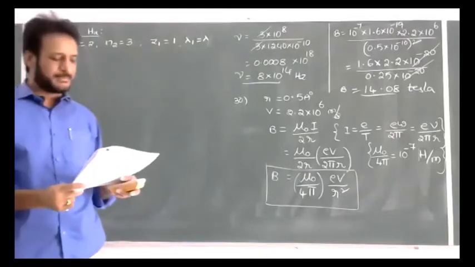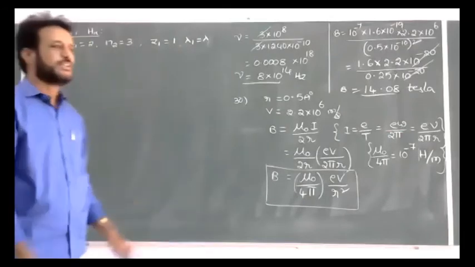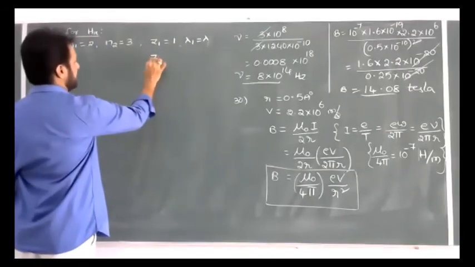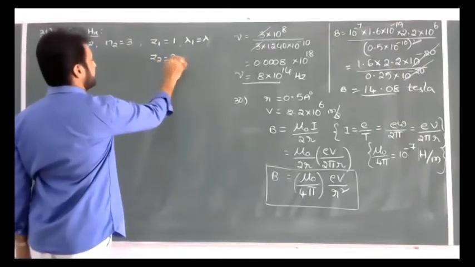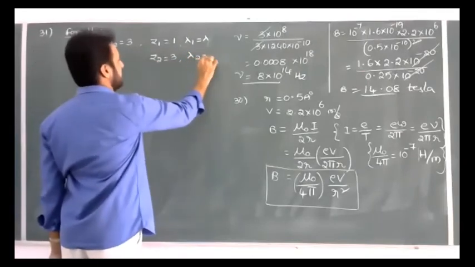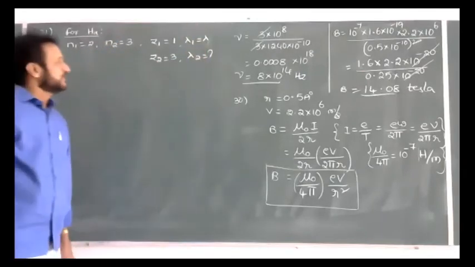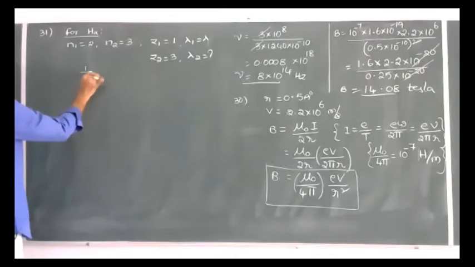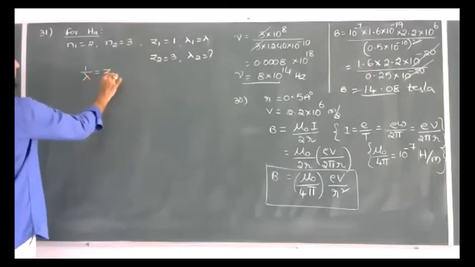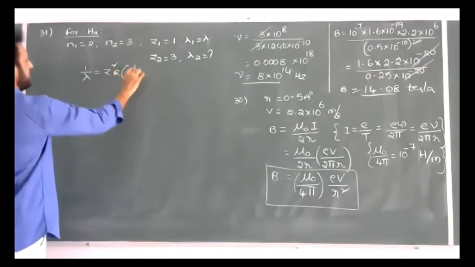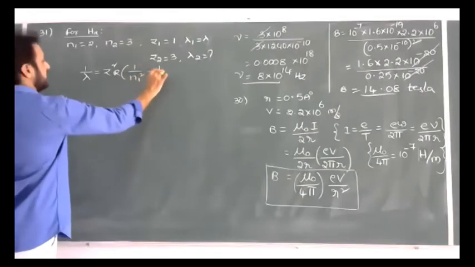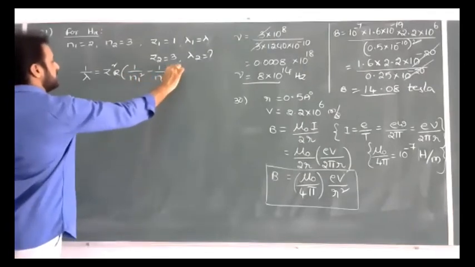Which atom is given? Triply ionized lithium. Lithium means atomic number 3, so we should write Z2 is equal to 3. What is the value of lambda 2? We should calculate using the formula: 1 by lambda is equal to Z square R into 1 by N1 square minus 1 by N2 square.